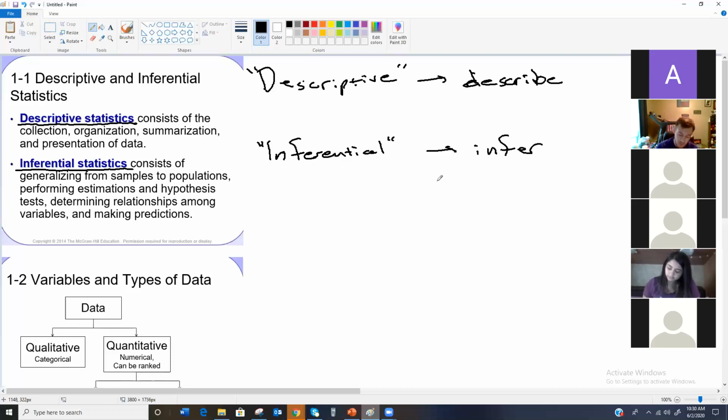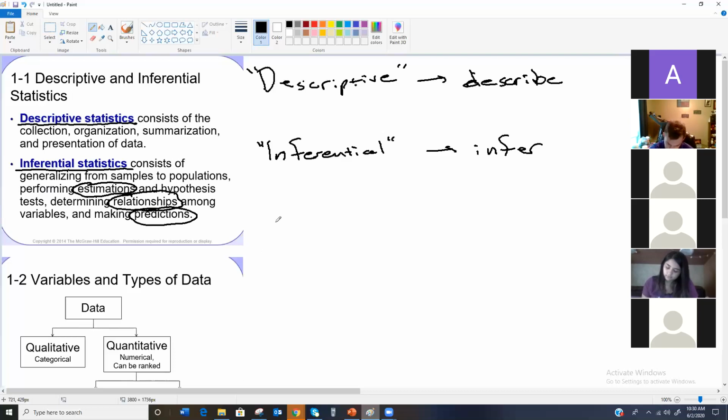When you're describing, you're just describing. But when you start to infer, then you have to use some of your past knowledge and things like that, you're basically kind of guessing. And what you're trying to guess is an estimate. You're trying to determine relationships, and you're trying to make predictions.